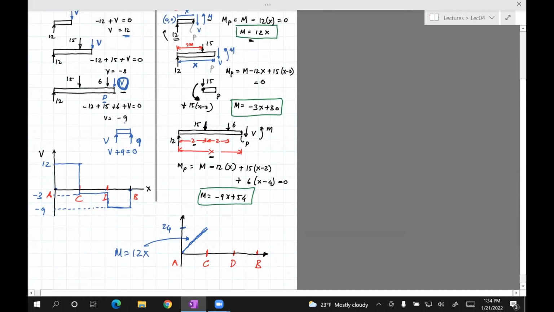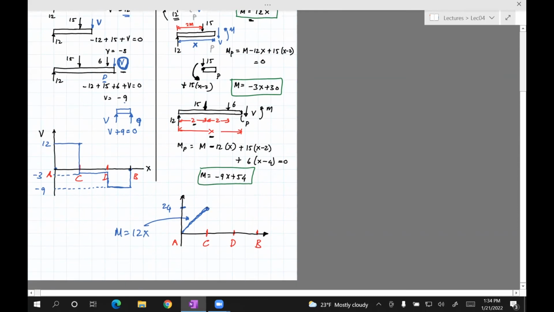Thereafter, we have M equals minus 3x plus 30. In fact, you can check this. If you put x equals 2, you'll get minus 6 plus 30, so 30 minus 6 is 24. So it actually starts over here at x equals 2, this second equation. And then we need to go all the way to x equals 4, right? That's where D is. So if you put x equals 4 in the second equation, we have minus 3 times 4, which is 12. So 30 minus 12 is 18.